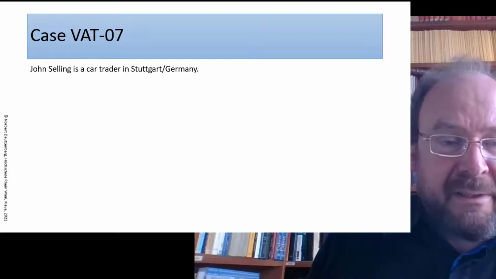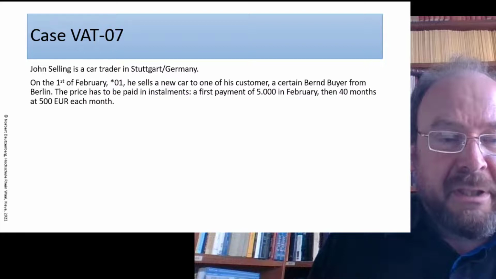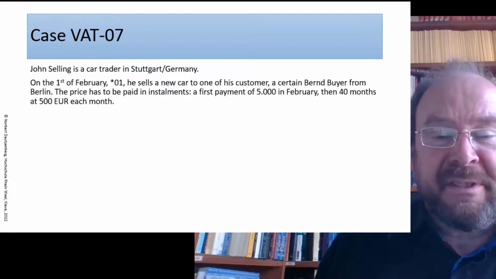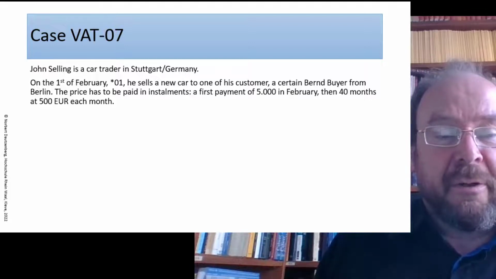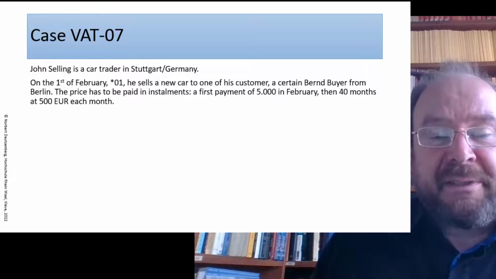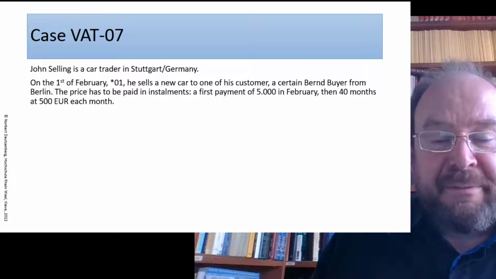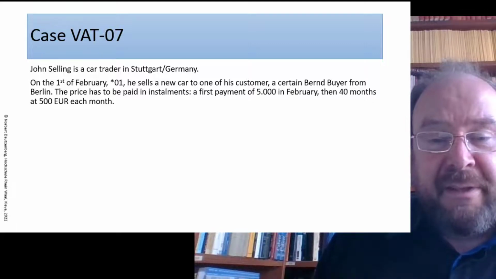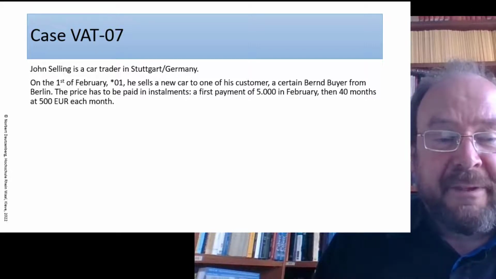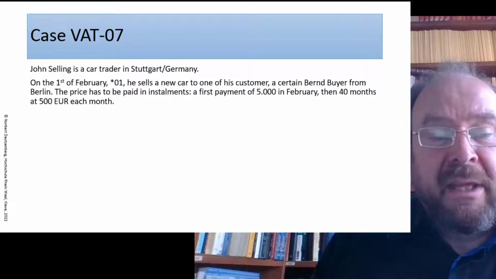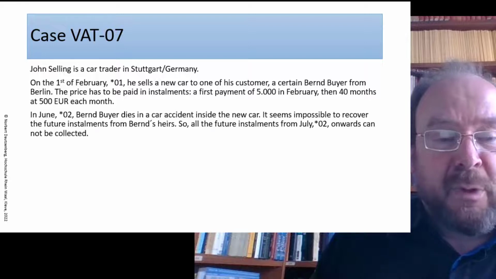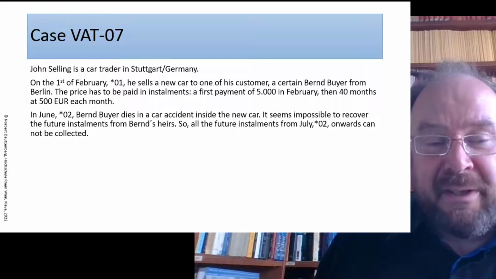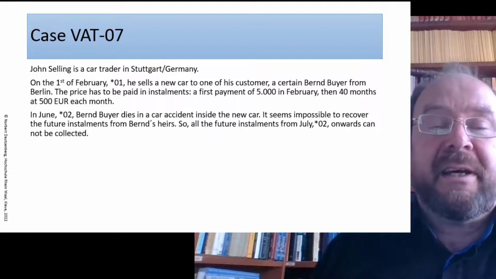John Selling is a car trader in Stuttgart, Germany, and on the 1st of February 01 he sells a new car to one of his customers, a certain Bernd Bayer from Berlin. The price has to be paid in installments. The first payment is due in February, amounting to 5,000. Then 40 months are planned at 500 each month. And in June 02, however, Bernd Bayer dies in a car accident inside that new car.